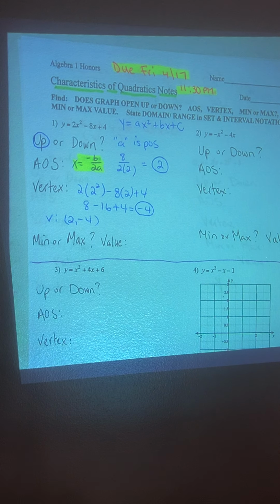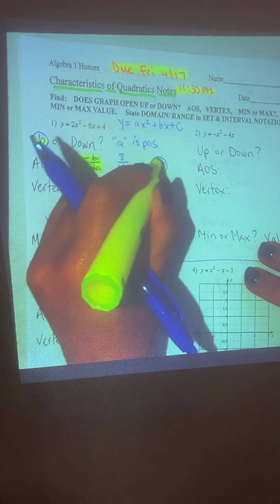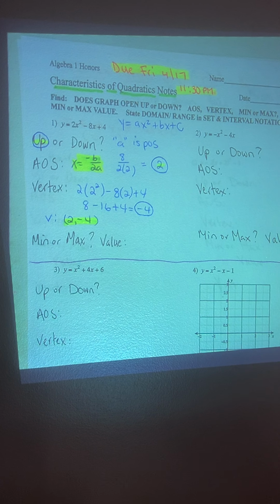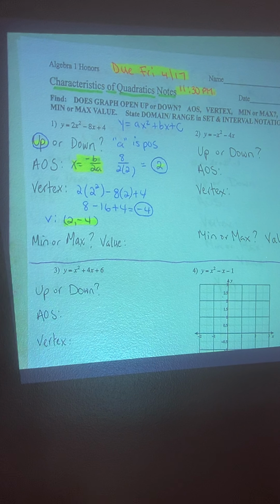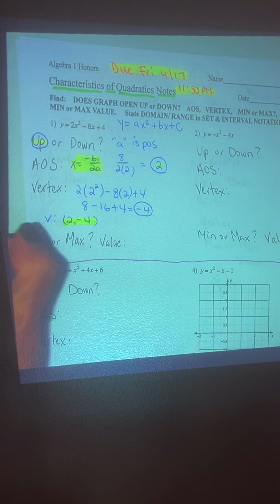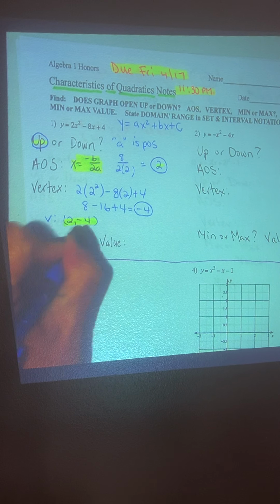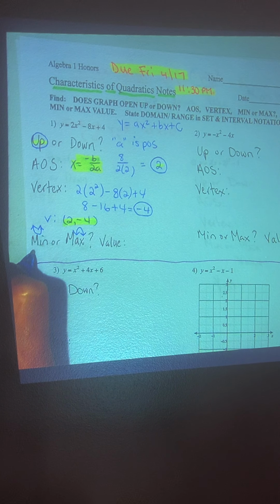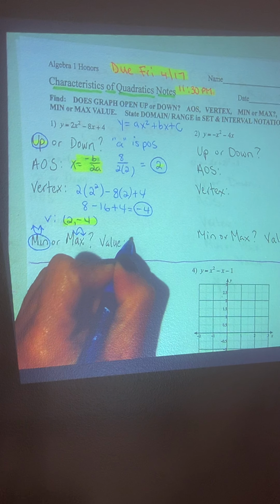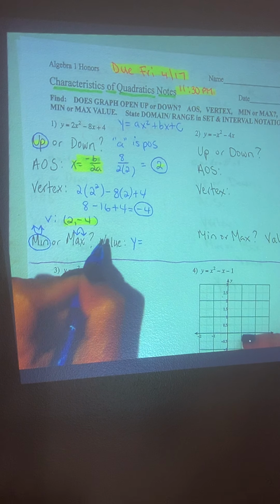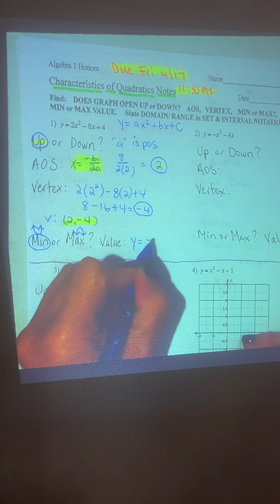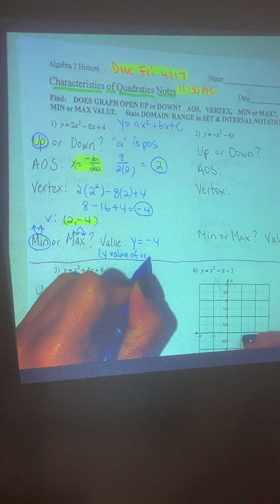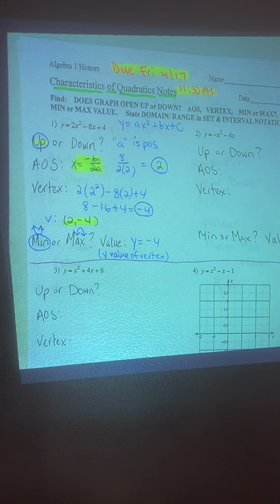Okay, so far we have it opens up. Axis of symmetry is 2. My vertex is 2, negative 4. Min or max? Okay, min, just to remind you, min is up. And remember down, max. Okay, max is down. So therefore it is a min because it's opening up. And the min value is the y value of the vertex. So therefore it's negative 4. So y value of vertex. Okay, and there we go.